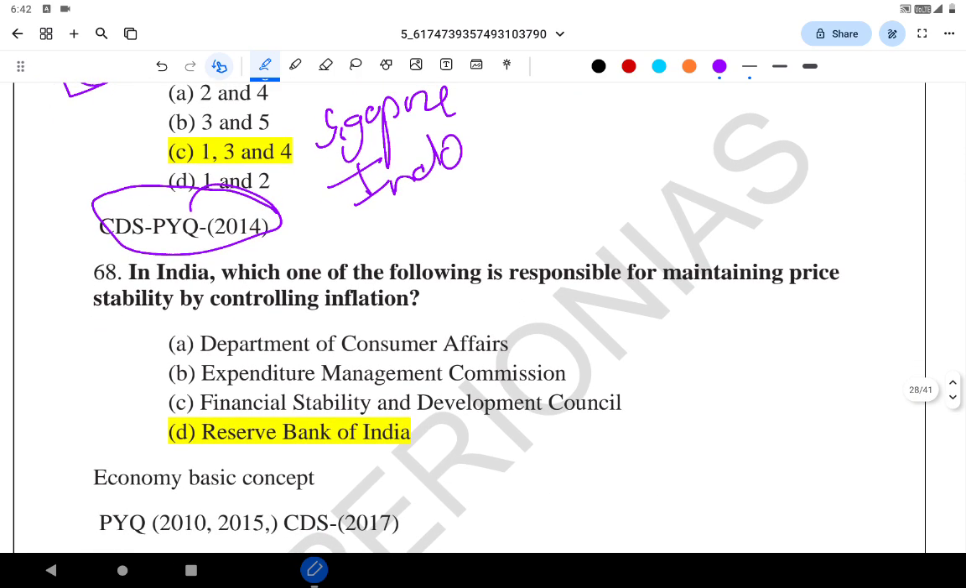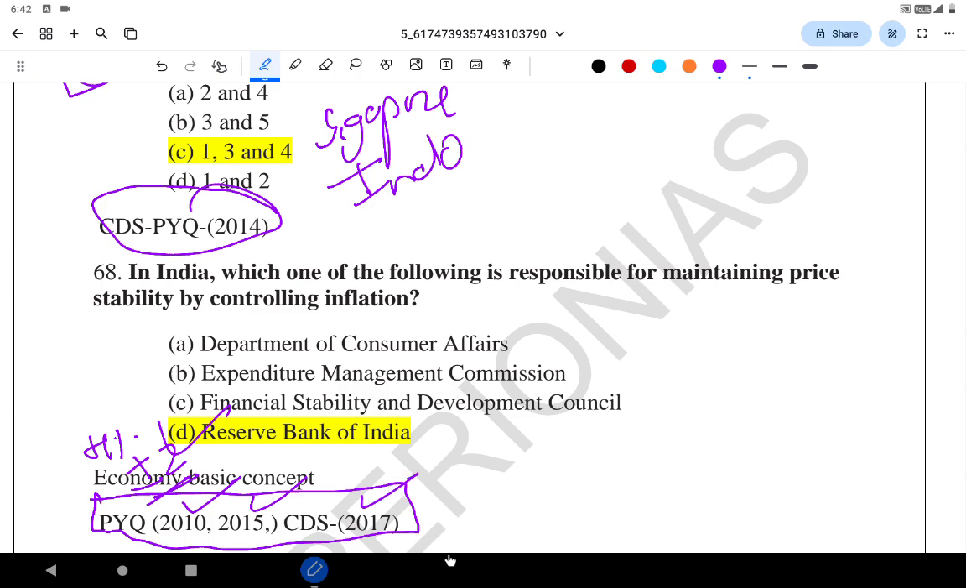Which one of the following is responsible for maintaining price stability and controlling inflation? Price stability and controlling inflation. RBI is given an inflationary target of 4% plus or minus 2%. So it's RBI. And these are questions on functions of RBI, which are very important with respect to UPSC 2010, 2015, and CDS 2017. RBI functions are very important with respect to the UPSC.